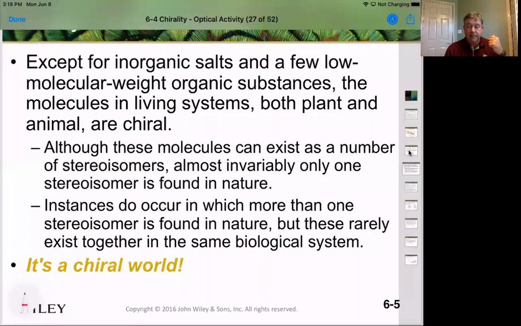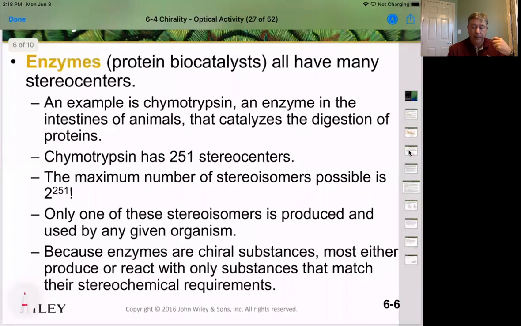Now, except for some inorganic salts and a few of the lower molecular weight systems, a lot of the materials are chiral. Most of the biological systems are optically active, but only one of the isomers is actually used in nature, okay? So most of the time, because they're created with enzymes and such, almost always there's only one of the stereoisomers that's typically found. And one of the more common ones found in biological systems is the dextrorotatory, okay?